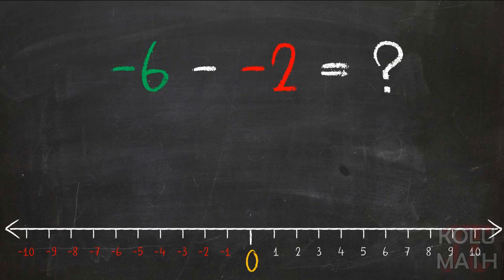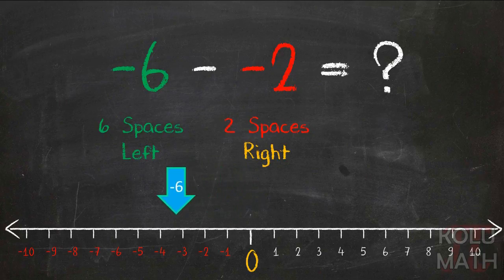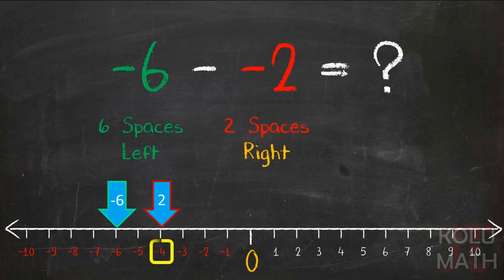Okay, negative 6 minus a negative 2. Now I know that's scary, that's starting in a different direction, but we can do it with the exact same thought process. So we've got 6 spaces to the left, a negative 6, and we're going to subtract 2 spaces to the left. We know that negative sign is going to flip the direction. It's telling us 2 spaces to the right, so all we have to do is move the pointer 6 spaces to the left, and then move it 2 places to the right. And that gives us negative 4. All right, not too bad.